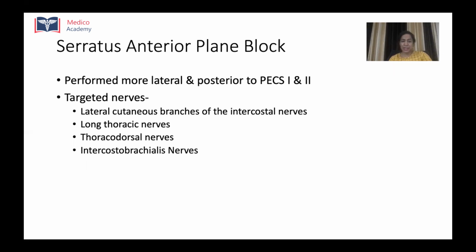What about the serratus anterior plane block? It is performed more lateral and posterior to the PECS 1 and 2. The targeted nerves are lateral cutaneous branches of the intercostal nerves, long thoracic nerves, thoracodorsal nerves, and intercostobrachial nerve.